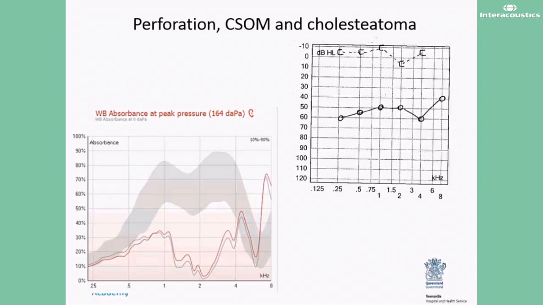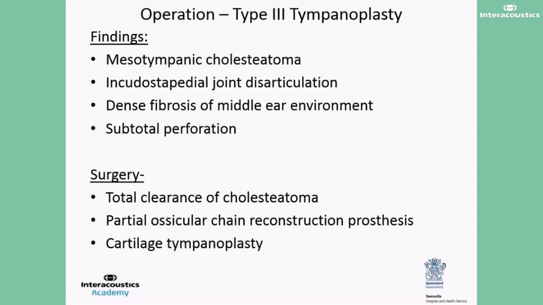Wideband absorbance was significantly reduced across the whole frequency range. However, as we've seen with the previous slides, we know that perforation doesn't show this typical pattern of absorbance. If it is only perforation, then we can see increased absorbance between 1000 and 2000 Hz depending on the size of perforation. However, because this was not typical of only perforation, we referred him to ENT for further investigations and management. Further investigations revealed that this patient had mesotympanic cholesteatoma, incudostapedial joint disarticulation, and dense fibrosis of the middle ear environment along with subtotal perforation.